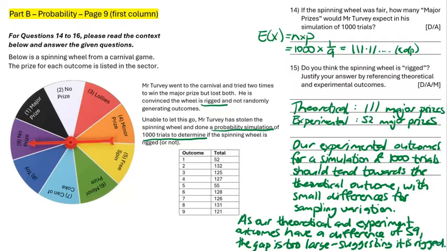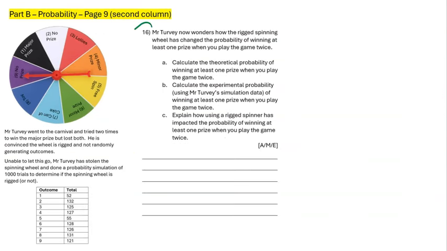Okay, so hopefully you can see what we did there. We talked about what we were expecting theoretically and what our experiment showed us. We talked about the little bit of sampling variation we might see, and most importantly, we made a conclusion based on those two outcomes. So we're now into question number 16, and question number 16 was the second of the excellence questions. And this is a bit of a doozy, tough question to be honest. So basically, carrying on with this simulation type scenario, Mr. Turvey now wonders how the rigged spinner has changed the probability of winning at least one prize when you play the game twice.